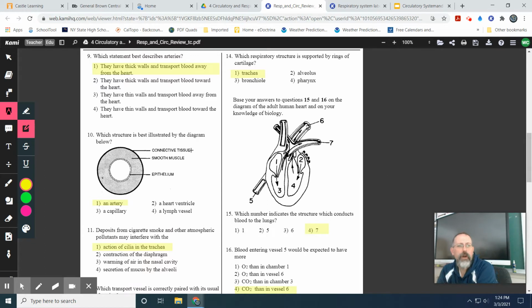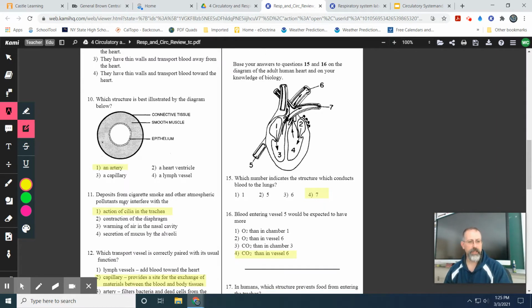9 is 1. Arteries have thick walls. They're lined with epithelial tissue. They have thick walls to support the pressure from your heartbeats. They transport blood away from the heart. A is away. And number 10 is a picture, a diagram of an artery where you have the epithelium, smooth muscle, and connective tissue on the outside holding it all together.